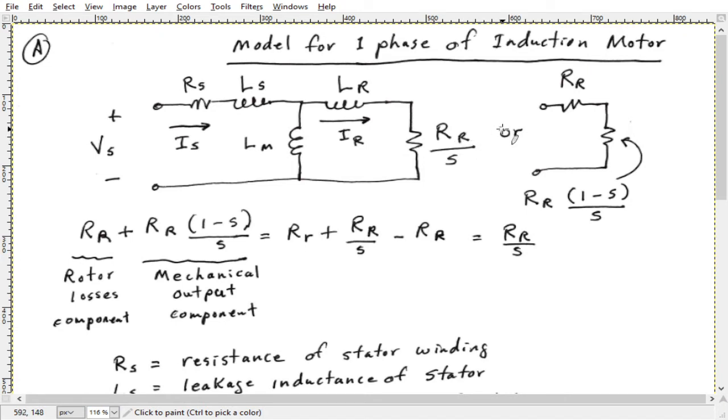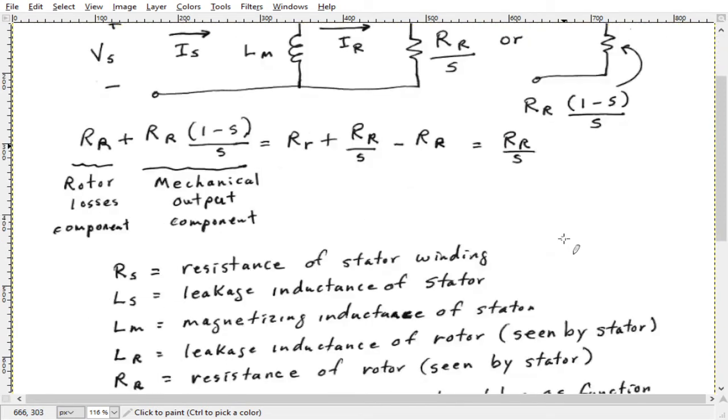Now notice this is broken down into two parts, and this equation shows how that comes about. You have RR, which represents the I squared R losses inside the rotor, and then you have RR times (1 minus the slip) over S, and this represents the mechanical power. So IR squared times this represents the power used to overcome any friction and to rotate the shaft.